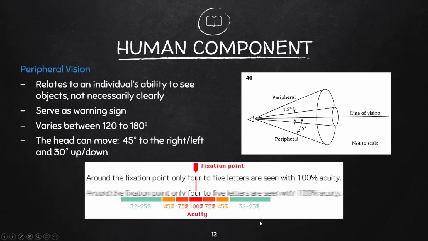Here, this is a demonstration of that peripheral vision. Of course, the center or the fixation point will have clearer acuity, while the other parts would be blurry. As you go further from the line of vision, as the angle moves away from that, it will be blurry.